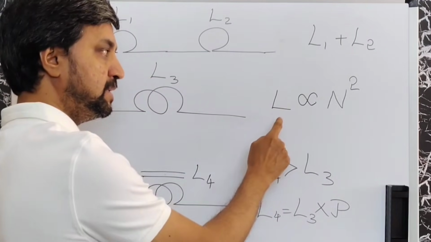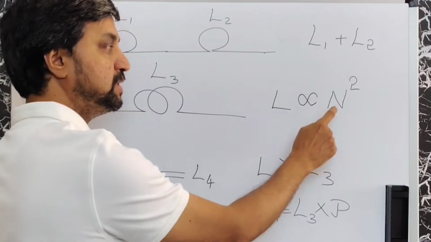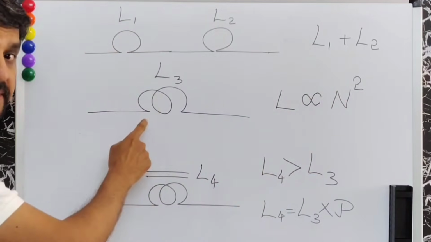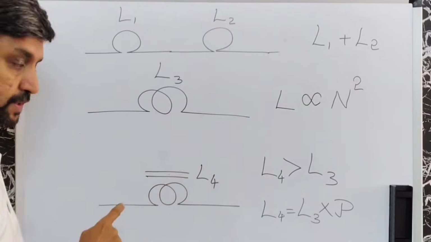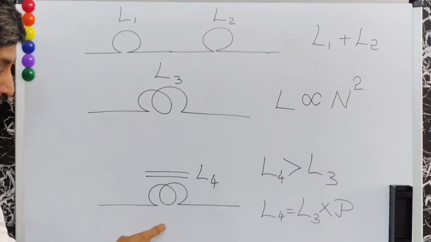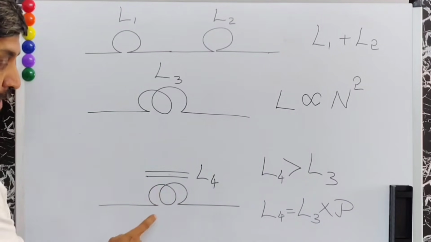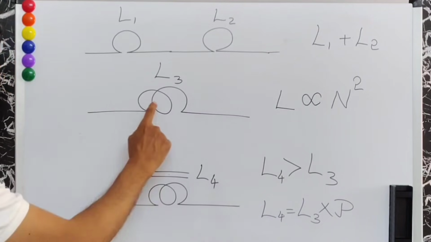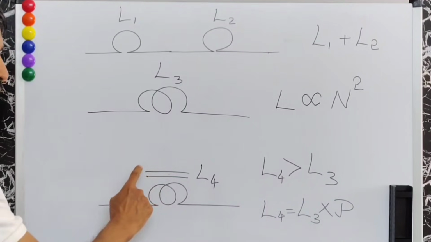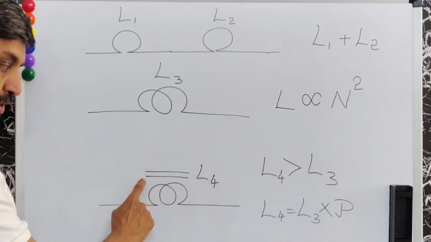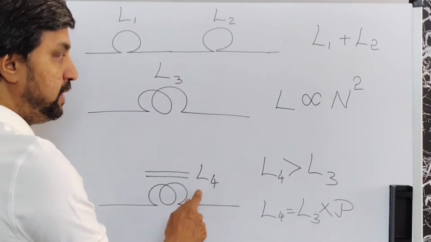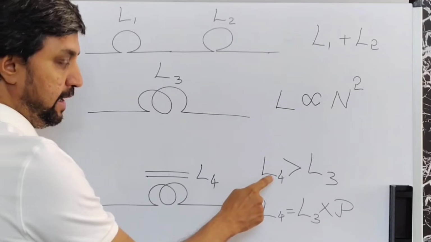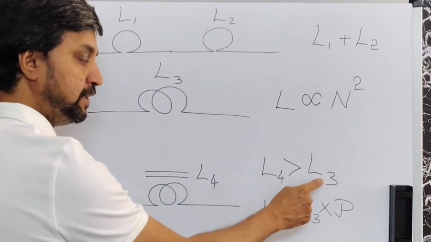The inductance is directly proportional to the turns of the coil. That means inductance goes exponentially higher with the number of turns. And here is the next case. You have the same inductance wound on a highly permeable material. So you will find that L4 will be much larger than L3.